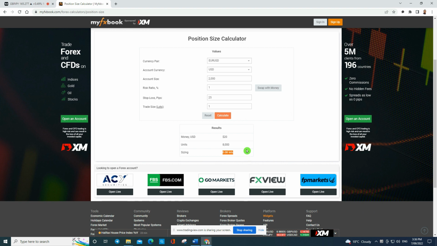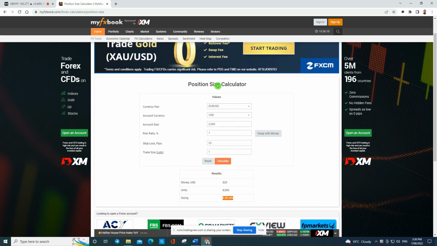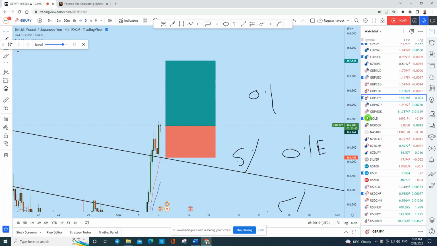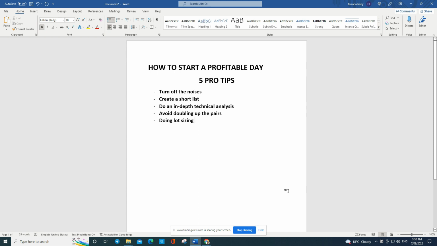So it's saying that with that setup, with this account size and pips, you need to buy 0.08 lot on euro dollar, or sell based on which way you are trading. And that's how you can start your day with an approach to make profit from the market.